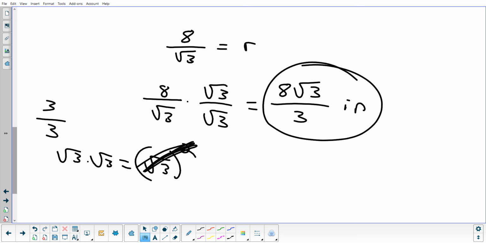Okay, so when you have to solve for r in an area problem, that's probably the worst one because of the square root part. Sometimes this ends up happening. Okay, any questions on that?